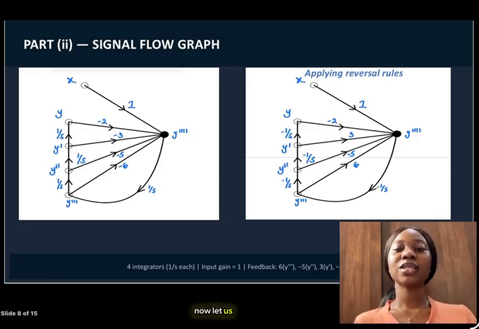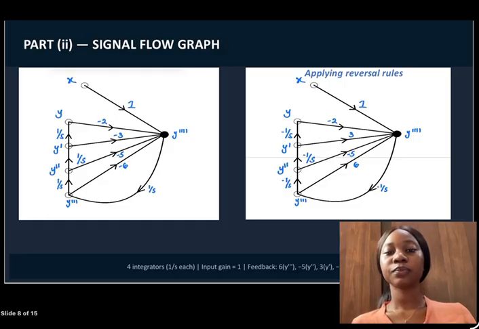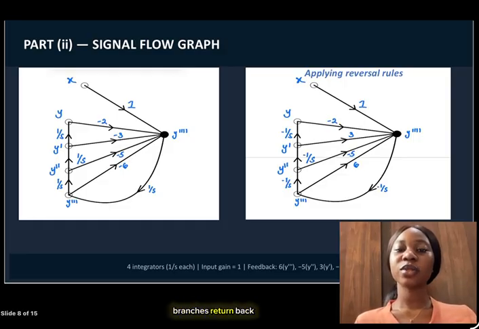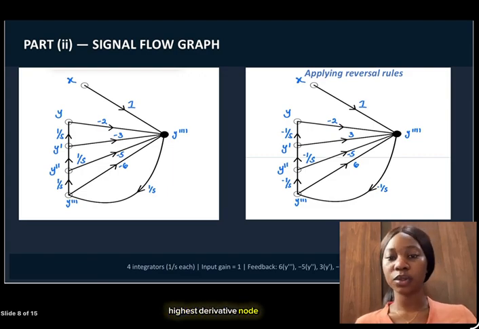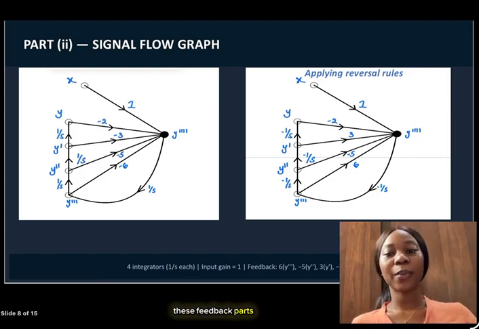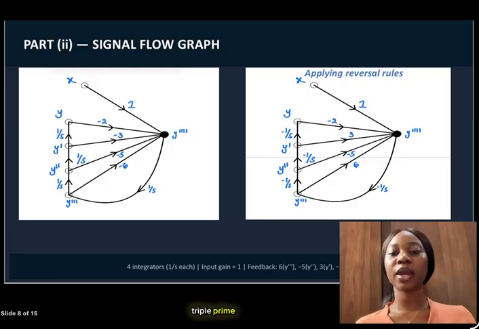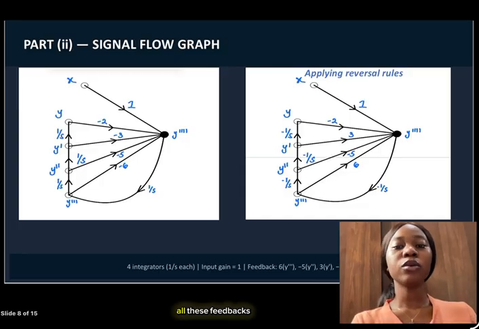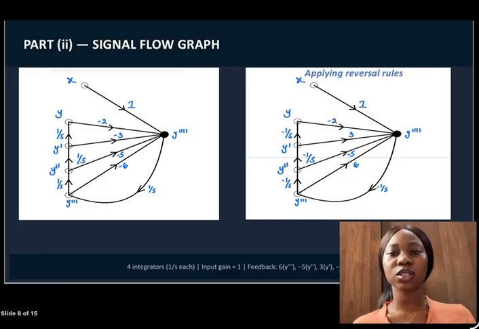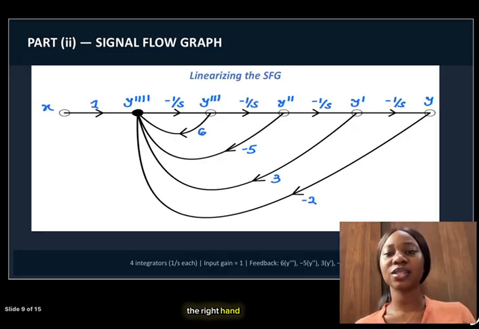Now, let us consider the feedback branches. All 4 feedback branches return back to the y quadruple prime node, which is the highest derivative node. The gains of these feedback paths are taken directly from the rearranged equation. We have -6 from y triple prime, -5 from y double prime, -3 from y prime, and -2 from the output y. All these feedback gains are negative. This makes sense because in the rearranged equation, all these terms are subtracted on the right hand side.